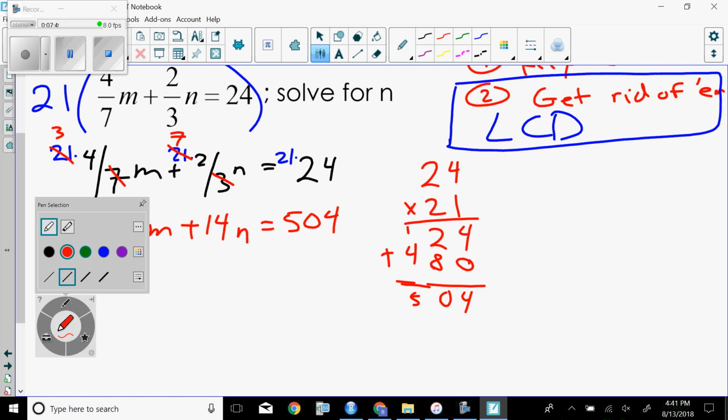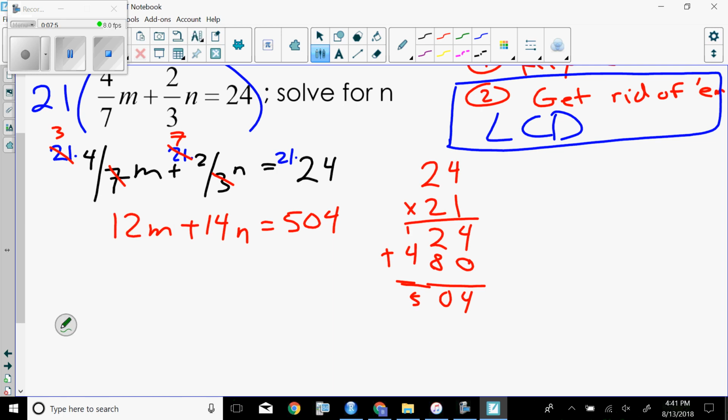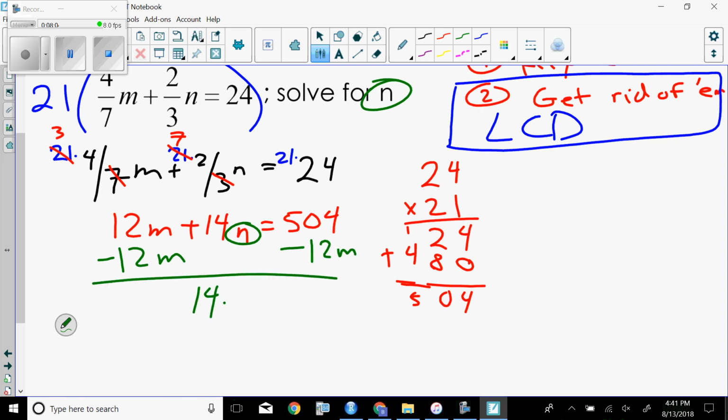Look at that. I got no fractions. Got rid of them. Now I go back to the original problem and it says solve it for n. Well, n's right here. That means I don't want this 12m. So I take the 12m away. That's 14n equals 504 minus 12m. I can't actually subtract those. They're not like terms.